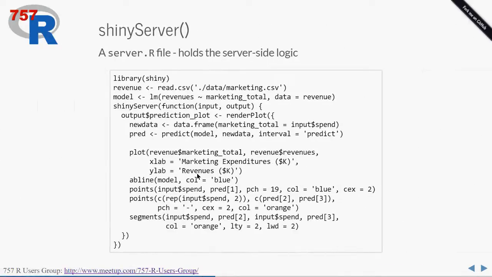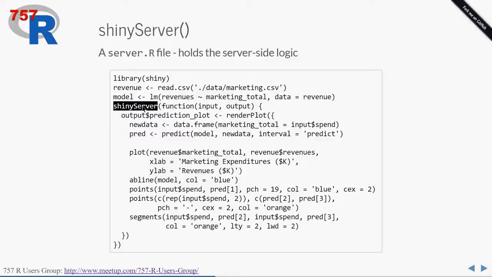Now on the server side, you have to think about, okay, what's going to drive those things that were on the client side? On the client side, we had a slider input and then we had a plot. Well, it's going to take the input from the slider and then run some code and actually output the plot. So you've got this sort of connected loop. What I'm doing here is showing you, I'm going to read in some data, and then I'm going to fit a linear regression model and just call it model. This is pretty typical of R code, right? You have some data and you build a linear model.